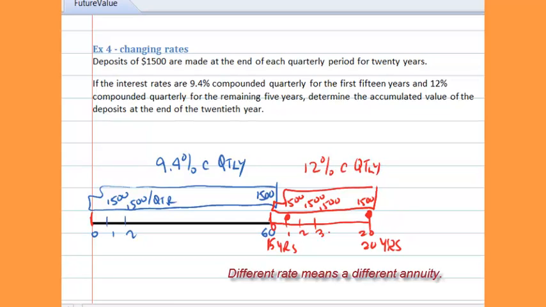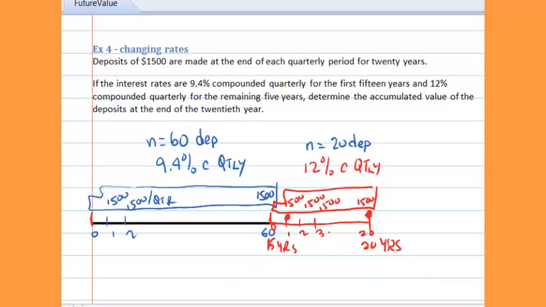So again, to summarize, we have a total of N equal to 60 deposits for the first 15 years, and we've got N equal to 20 deposits for the last 5 years. So in other words, a total of 80 deposits over the 20-year period, but the rate changes. Now, what do you think we're going to do first?